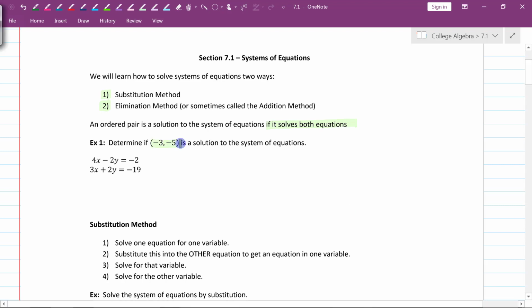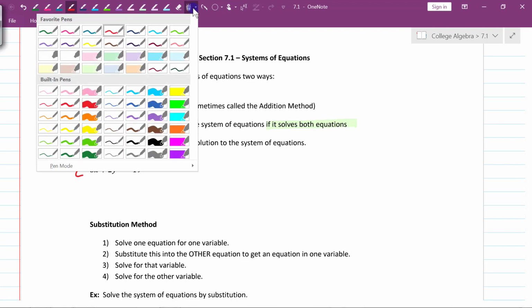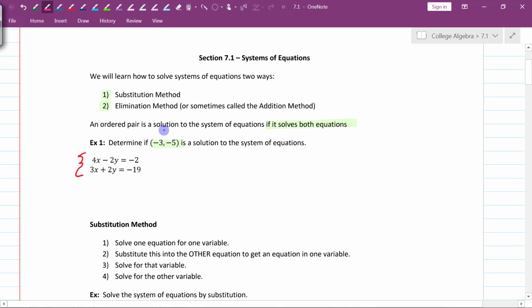So to determine if the point (-3, -5) is a solution to the system of equations, this system right here, we're going to simply plug in the points into x and into y and see if it makes the statement a true statement. So remember, this is your x, this is your y. So we're going to plug in x right here and y right here. And then again, x right here, y right here. And then if it balances and makes these true statements, we know that we found a solution to the system of equations.